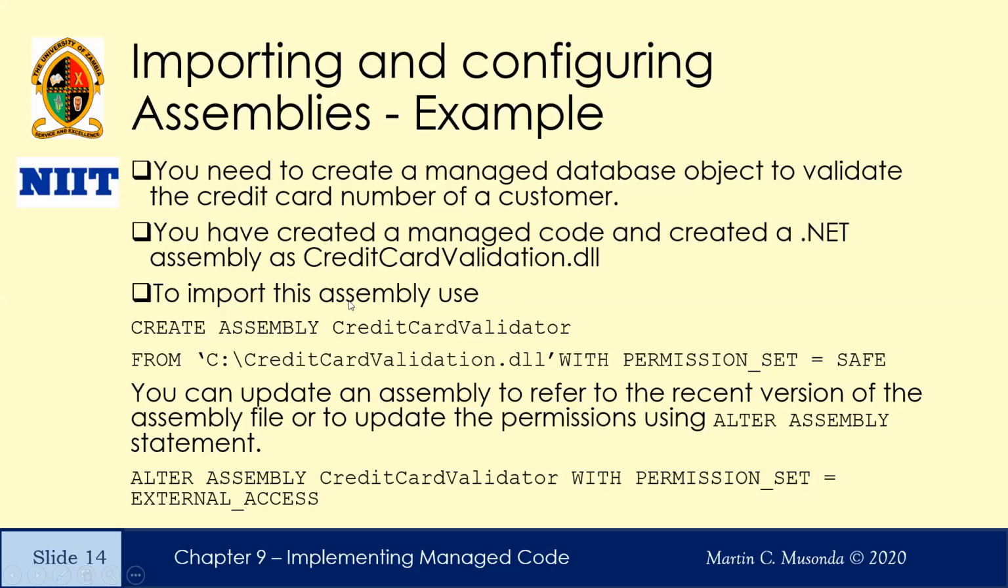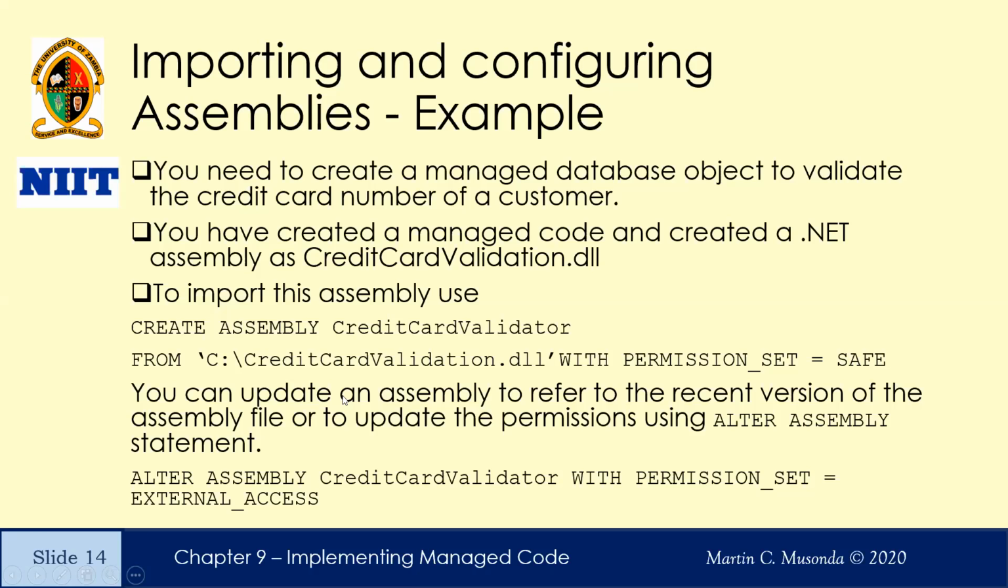To import this assembly, use this code: create assembly credit card validator. That's the name that we want to use, which is here. From, and this is the file location and the file name or identifier. And those are the permissions we have set. We have set it to safe.